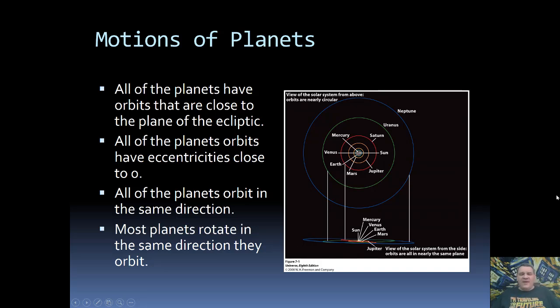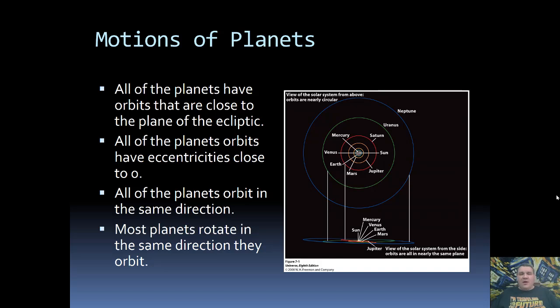Another point is that all of the planets' orbits have eccentricities close to zero. So again, you're going to have to remember way back talking about Kepler's laws, an eccentricity close to zero means that the planets' orbits are nearly circular. They're not perfectly circular, but they are close.